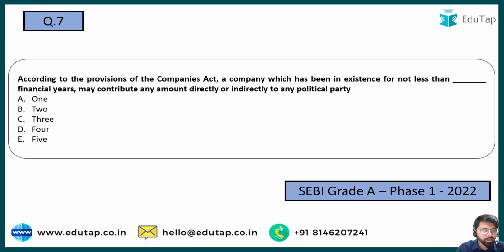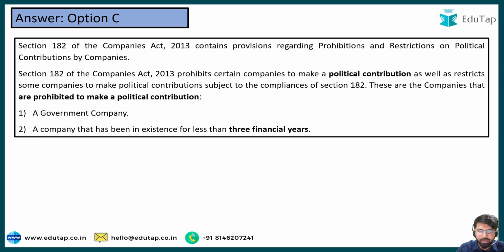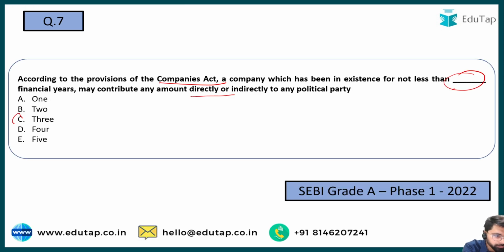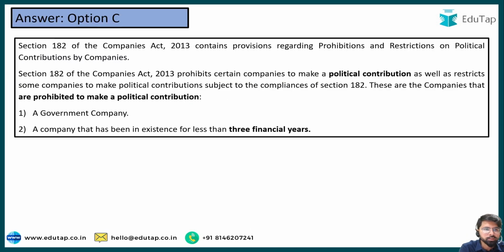Now let us move ahead with the next question. According to the provisions of the Companies Act, a company which has been in existence for not less than dash financial years may contribute any amount directly or indirectly to any political party. The options are 1, 2, 3, 4 and 5. So let us look at the answer. So friends, the answer is 3 financial years, option C. This is dealt with by section 182 of the Companies Act.